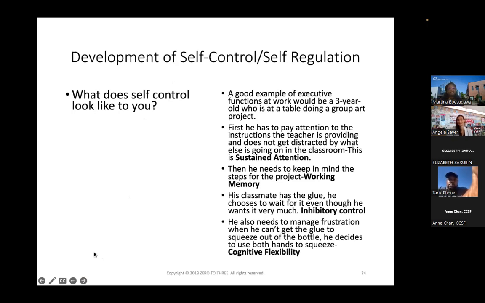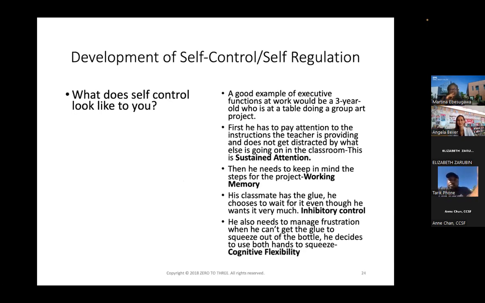Does anyone want to take a stab at what a project a child might be doing in class and apply sustained attention, working memory, inhibitory control, and cognitive flexibility, what that might look like? Some type of role playing, like playing house. Okay, a role play. Yeah, that's good. It's like they're cooking dinner, pretend they have to share tools and dishes.